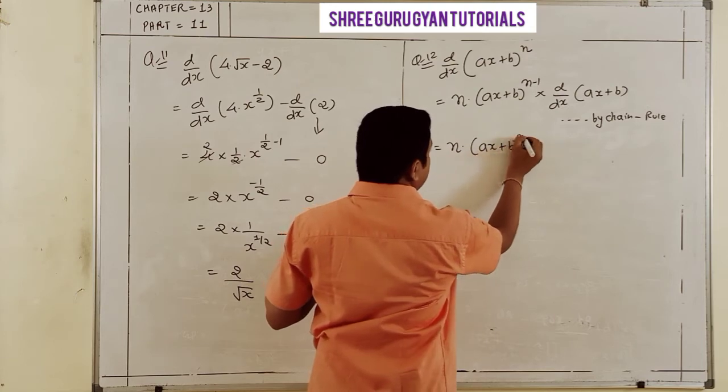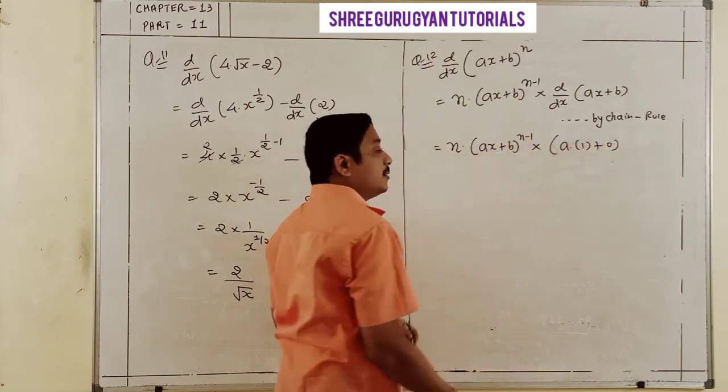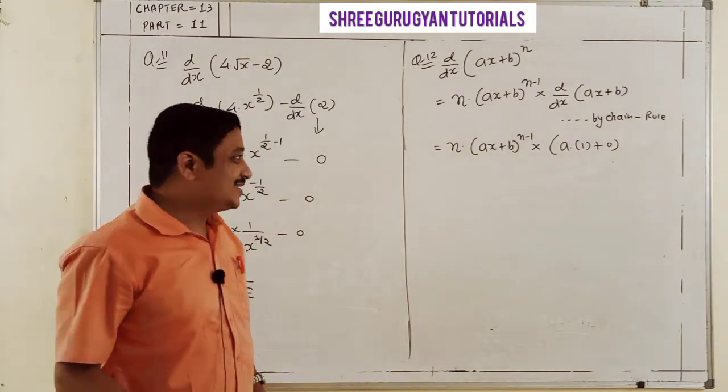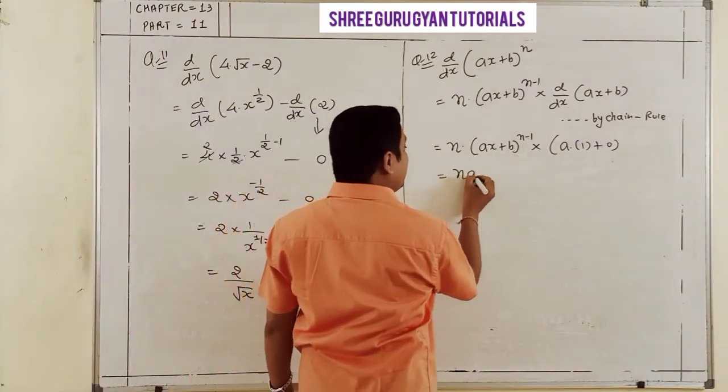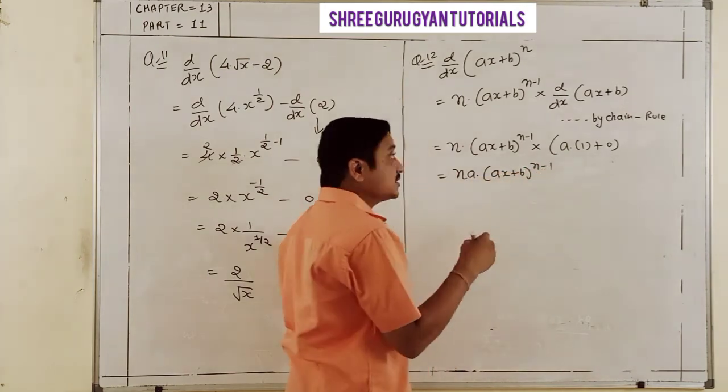n (ax + b) raised to n minus 1. Here the derivative of ax is a, but the derivative of b is 0. So my answer is done here: n a times (ax + b) raised to n minus 1.